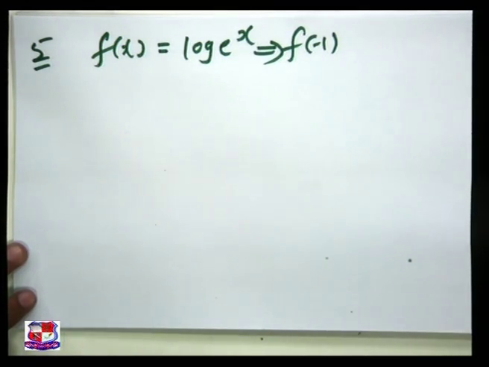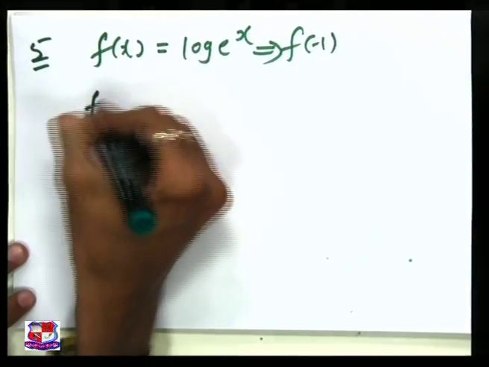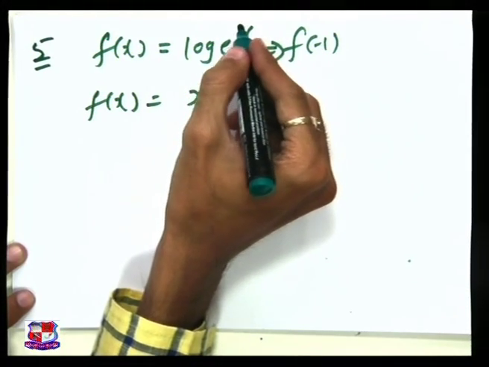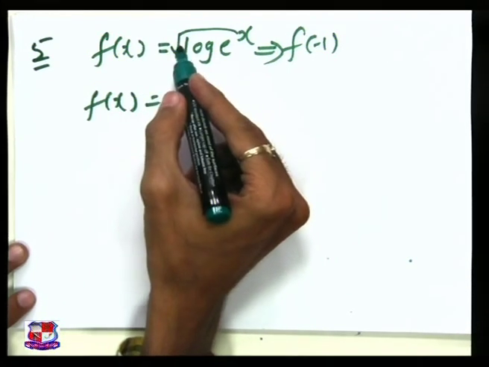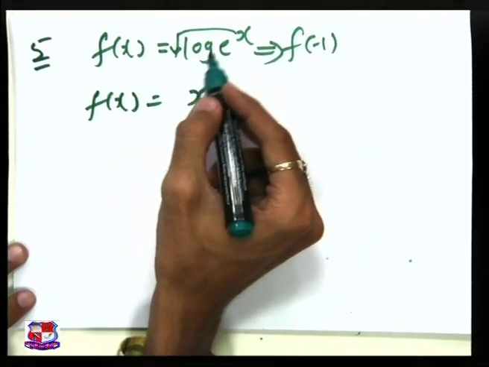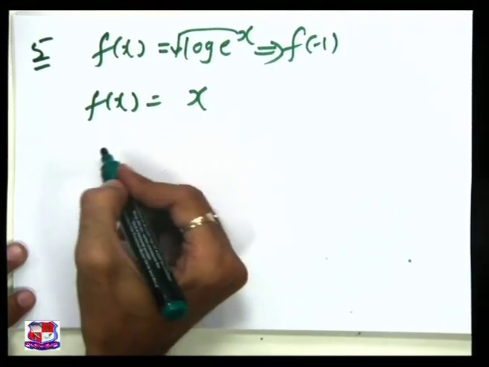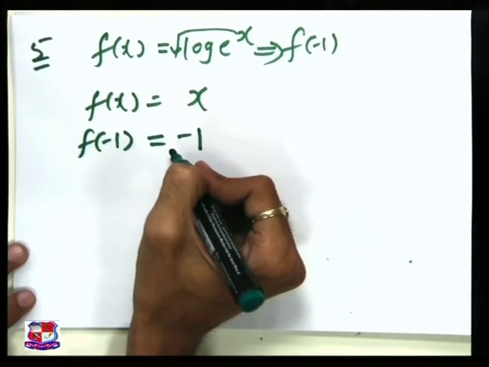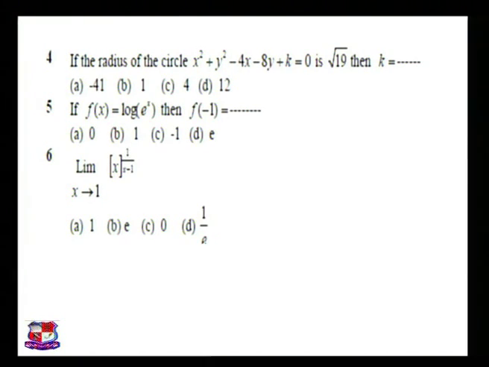So this is a very easy question, because f of x is equal to log e raised to x, that is f of x is equal to x log e base e, and log e base e is equal to 1. So f of x is equal to x, and if we want to find f of minus 1, then f of minus 1 is very easy, that is minus 1, and the minus 1 option is given in option C for the fifth one. So answer is C for the fifth MCQ.